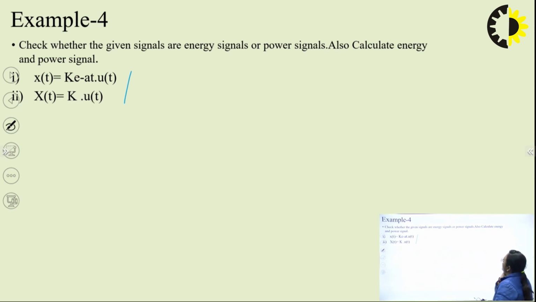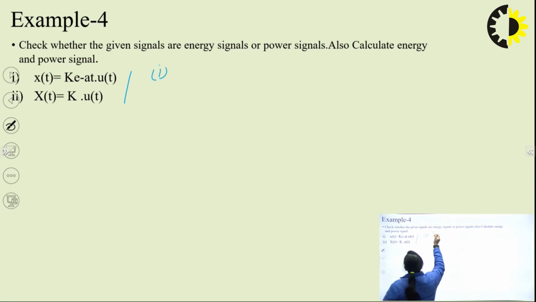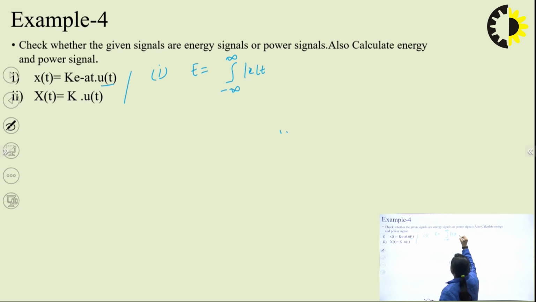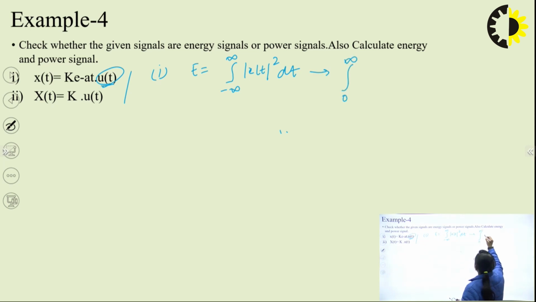Depending upon energy and power, we have to find the energy and the power of these signals and determine whether they are energy signals or power signals. Nothing else is to be done here, only we have to put in the formula. So let me first find the energy of this signal. Since the formula for the energy is the integral from minus infinity to infinity of mod x(t) square dt. But because of this u(t), the limit goes from 0 to infinity, and the function x(t) here is k times e raised to the power minus a t.